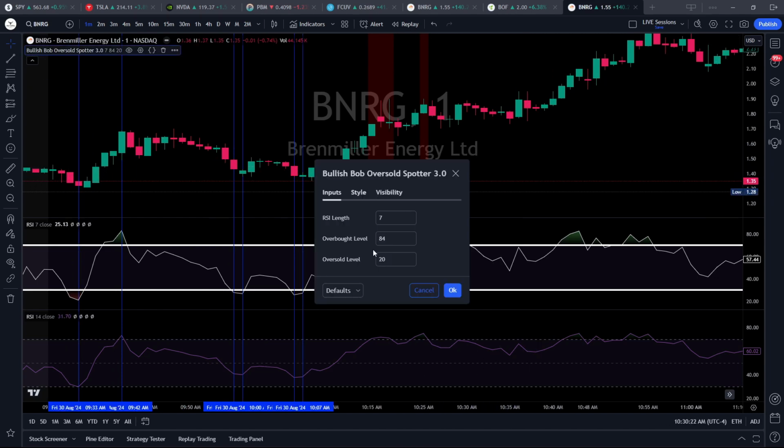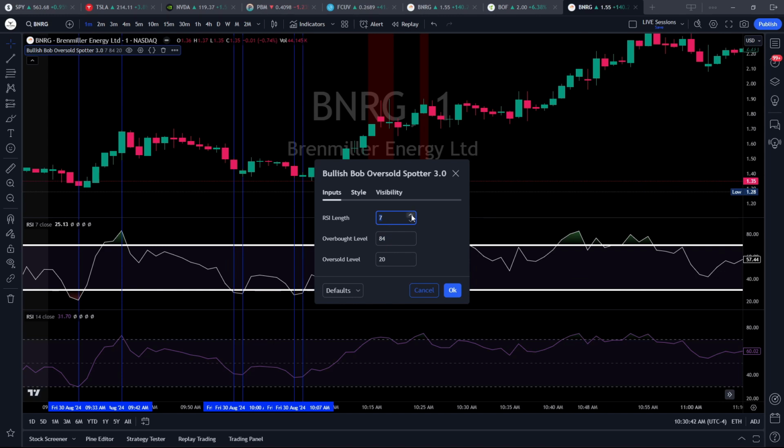But you can go into the settings, and what you'll see is that the settings are already preset for you to the 7 length. 84 is actually the overbought area, and 20 is going to be oversold. So instead of using the 70 line, this line right here, we have it set to 84. And this is for the 7 length. That's what it's optimized for.